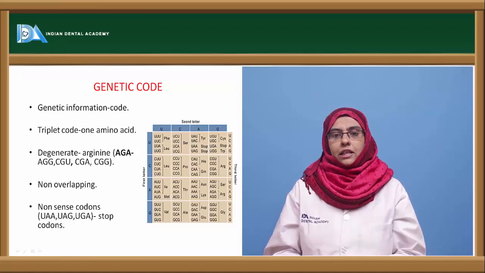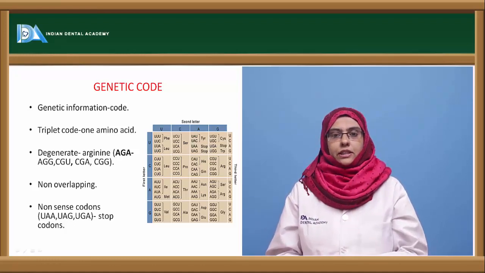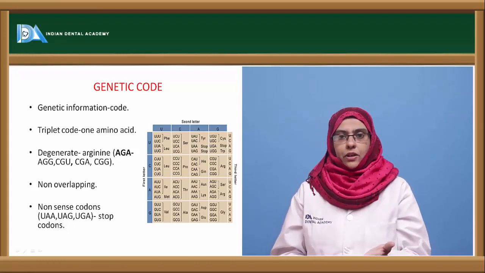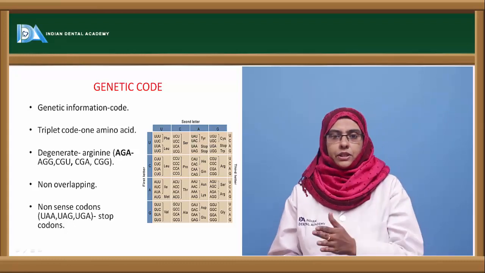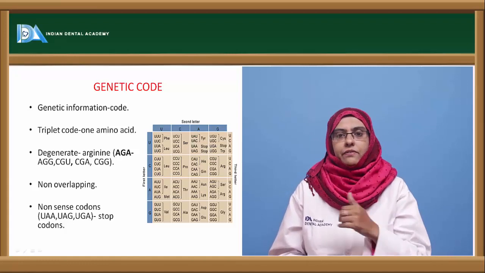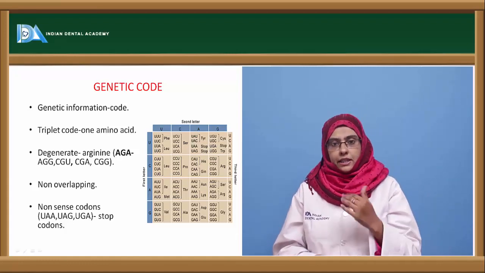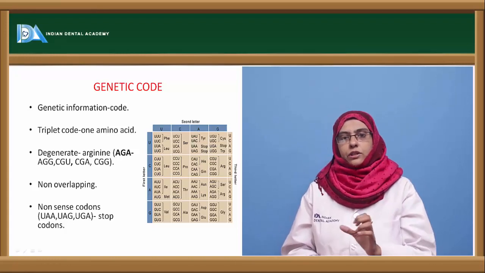There is a single codon for only one amino acid, that is for methionine. AUG is the only codon that adds the amino acid methionine during protein synthesis, which is the starting codon in every organism. It ends with terminating codons, and this genetic code is non-overlapping.